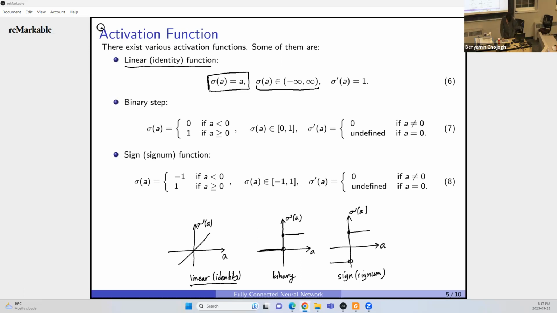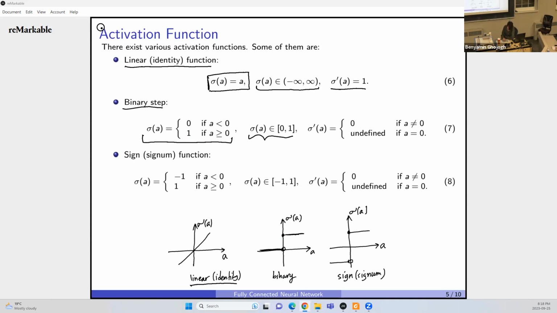So its derivative is 1, of course. Derivative of this is 1 with respect to A. By the way, A is the input of the activation function, right? Which is the output of the summation. We can have binary step. What is this? If A is less than 0, let it be 0. Otherwise, let it be 1. So it's like this. Makes it binary, right? And as you see, it's either 0 or 1.